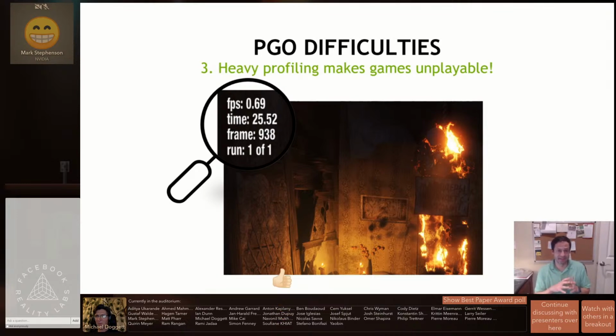Another reason why profiling slows down graphics workloads significantly is because unlike most CPU workloads, bulk profiling on the GPU might have to operate on tens of thousands of parallel threads.